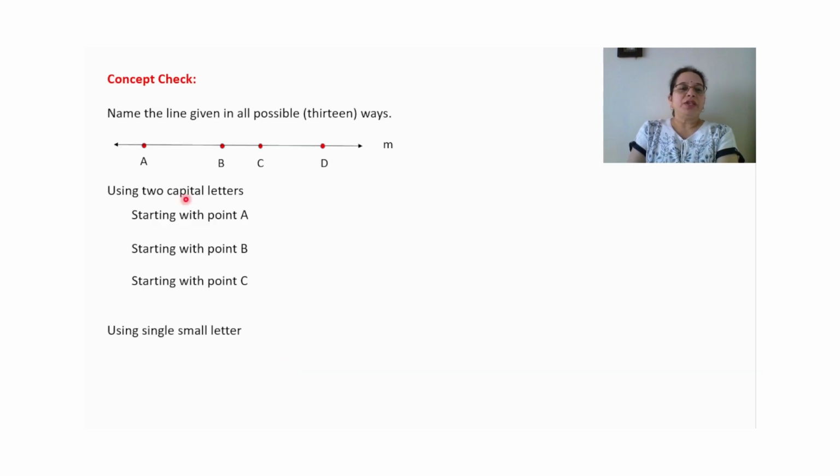Now the concept check. Again here one line and few points are given. You are supposed to name the line in different ways. So the easiest way, we can start with the point A. With point A you can choose one more point. So A and B, AB and reverse order will be BA. Next with A choose C, so AC and CA. Next with A choose D, so AD and reverse order is DA.